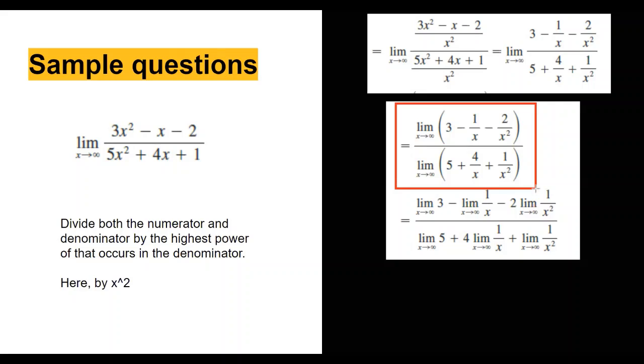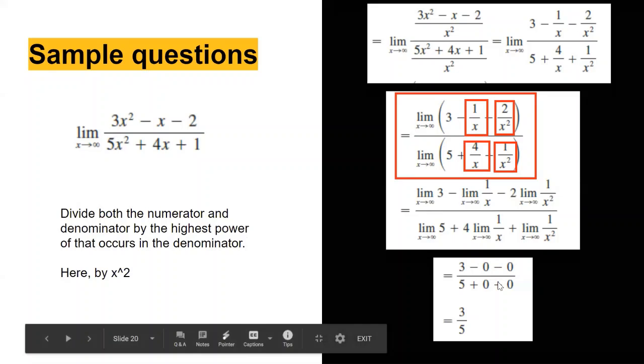Now, if we apply the previous logic of using limit x tends to infinity, 1 by x raised to n is equal to 0, the following terms will become 0. If all these terms become 0, we're eventually just left with 3 by 5. So, final answer is also actually 3 by 5.